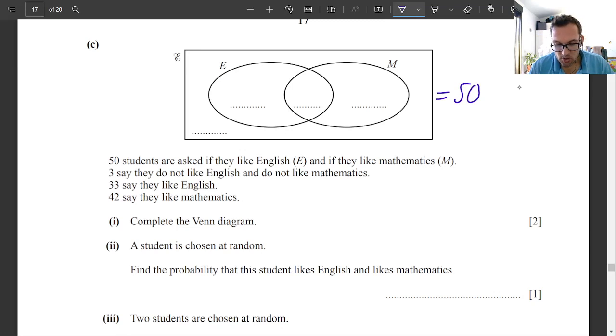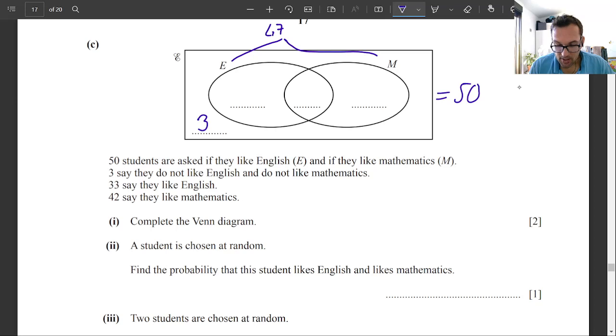3 say they do not like English and they do not like maths. Okay, so those 3 are in the box but outside the ovals. Remember that now, all the English and math students, the ones who like one or the other or both, need to add up to 47.